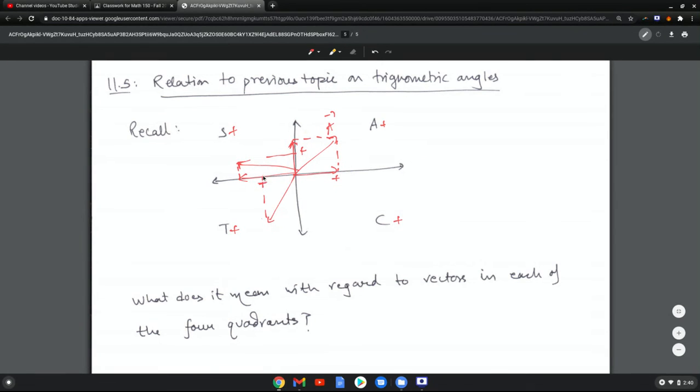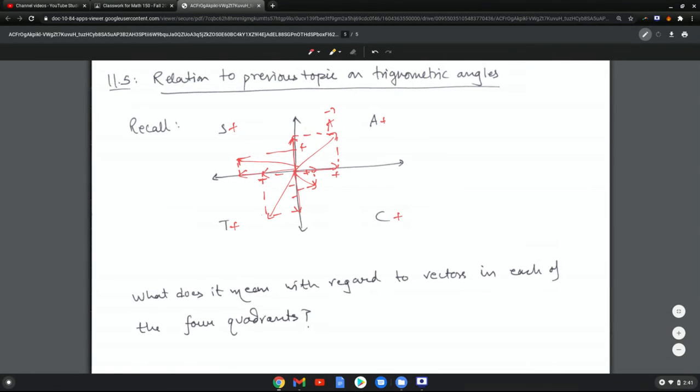In the third quadrant, my x component is negative and my y component is negative, which again makes sense because both sine and cosine are negative in the third quadrant. And in the last quadrant, my x component is positive and the y is negative, which makes sense because sine is negative.